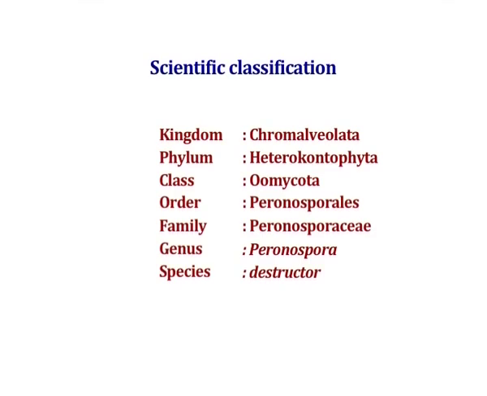Now coming to the scientific classification of this pathogen. Kingdom is Chromalveolata, phylum Heterokontophyta, class Oomycota, order Peronosporales, family Peronosporaceae, genus Peronospora, and species destructor. This is about the scientific classification of this pathogen.